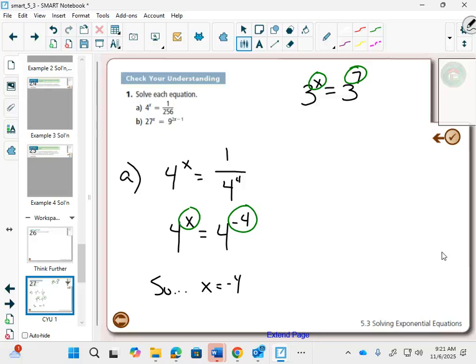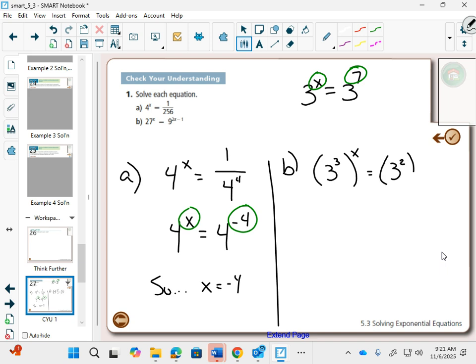Okay? 27 and 9. Look on your powers chart. Are those ever in the same column? Yes. 27 and 9 are both powers of 3. So what I'm going to do in the question is I'm first going to change 27 to 3 cubed. It was to the x, so it'd still be an x there. I'm going to change 9 to 3 squared. It was to the exponent 2x minus 1, so it's still to the exponent 2x minus 1.